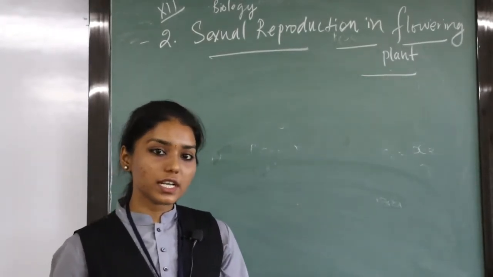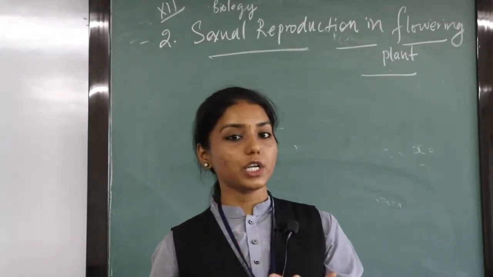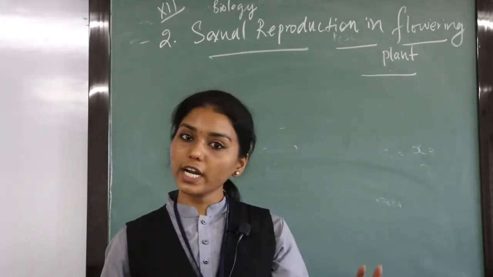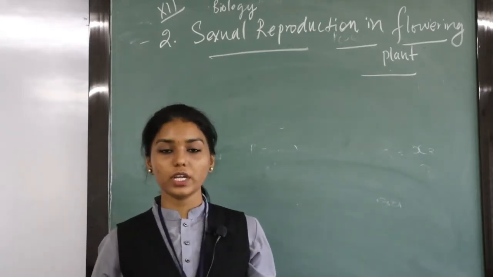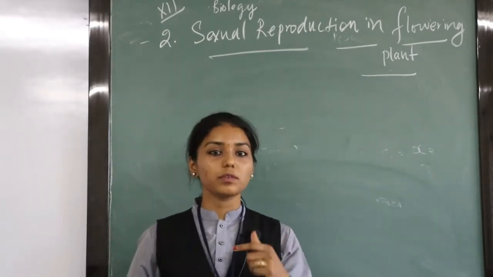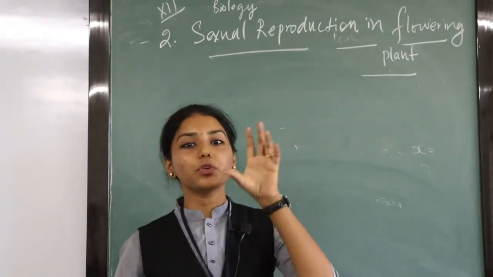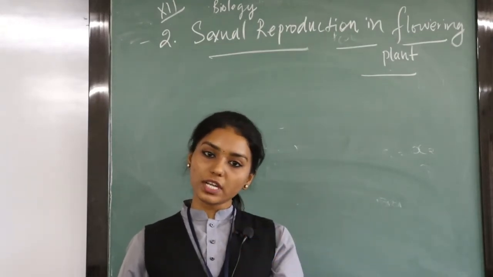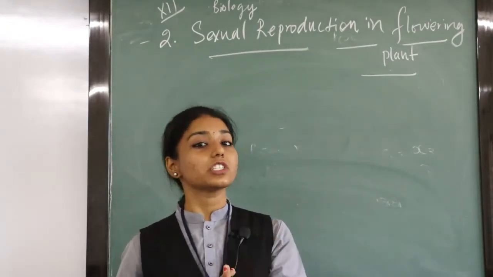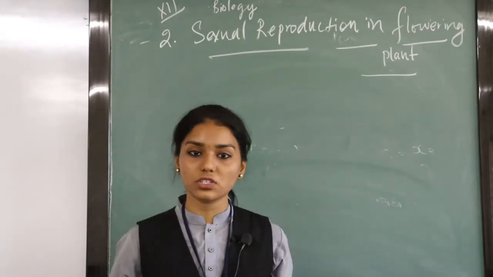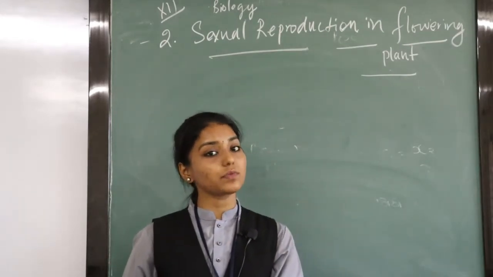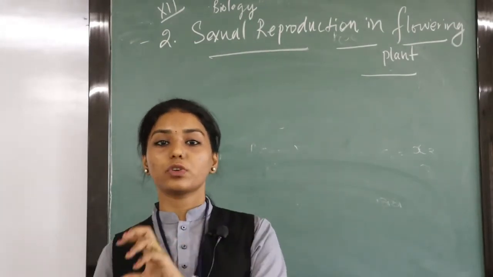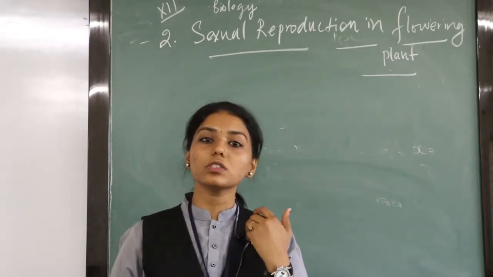Previously we started with the post-fertilization event. In post-fertilization we have started with embryo, and endosperm we have completed. Before that we saw the pre-fertilization step, in which we saw the male gametophyte and female gametophyte structure. Then we also saw the pollination part and the agents used for pollination. And then we saw fertilization, wherein we saw double fertilization, a process which is unique to plants.